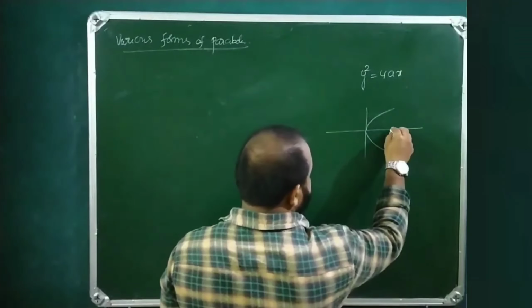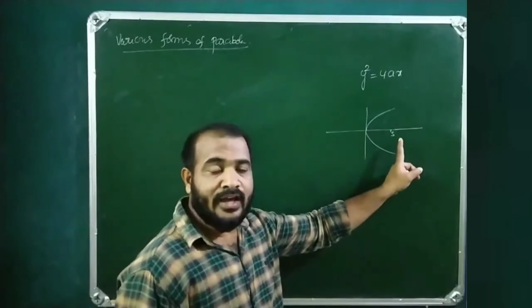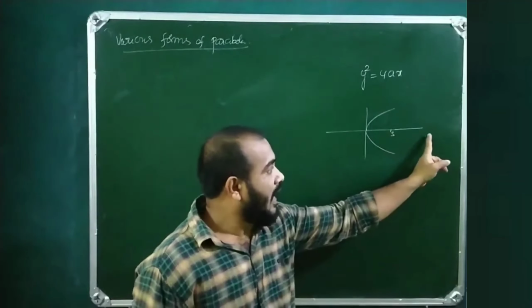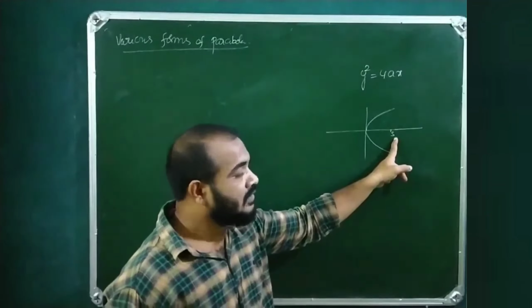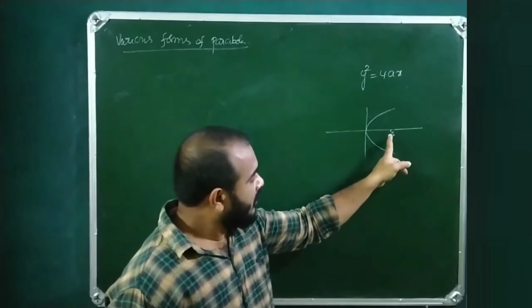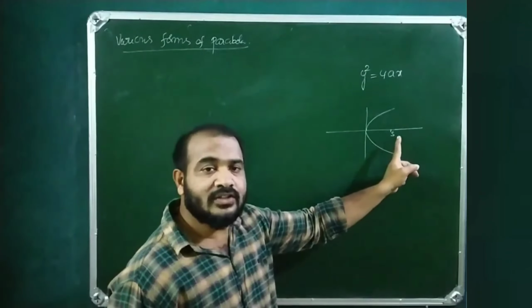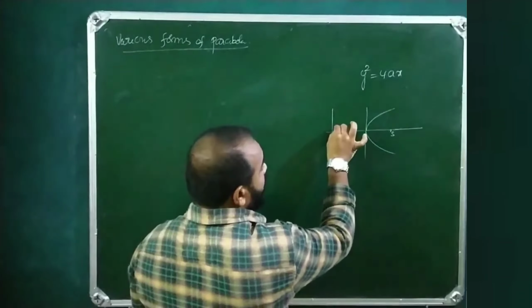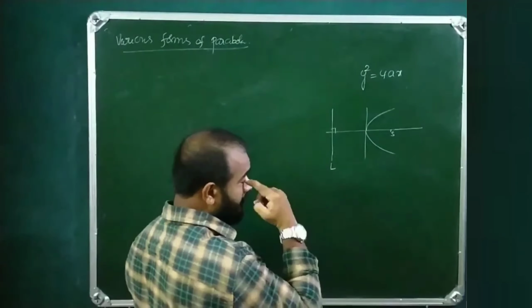So, this is the focus. Focus is the fixed point lying on the axis or principal axis. What is principal axis? The straight line which is passing through the fixed point and perpendicular to the fixed line. This is L. This is the directrix.